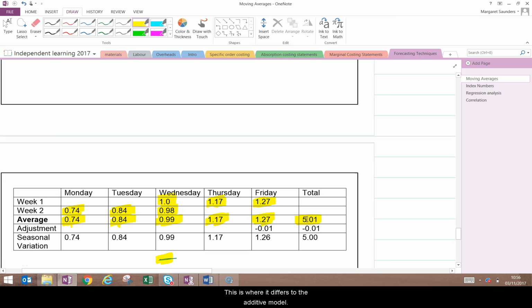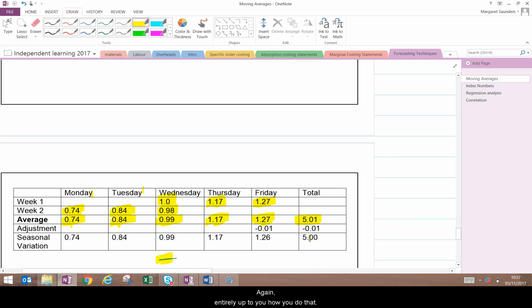Now this is where it differs to the additive model. Instead of adding up to 0, it needs to add up to the number of time periods. Now we have 5 time periods: Monday, Tuesday, Wednesday, Thursday, Friday. So our seasonal variation needs to add up to 5. At the moment it adds up to 5.01. So we just need to reduce the seasonal variations by 0.01.